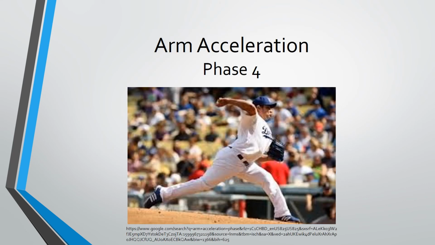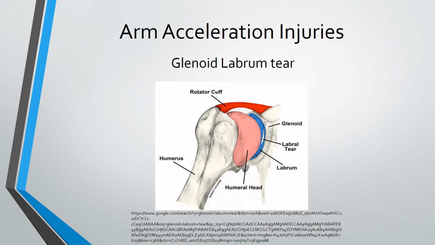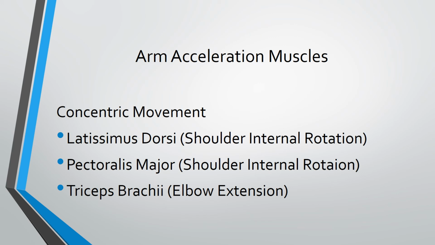The fourth phase is the arm acceleration phase. Arm acceleration muscles, concentrically, the latissimus dorsi internally rotates the shoulder, the pectoralis major also internally rotates the shoulder, and the triceps brachii extends the elbow.